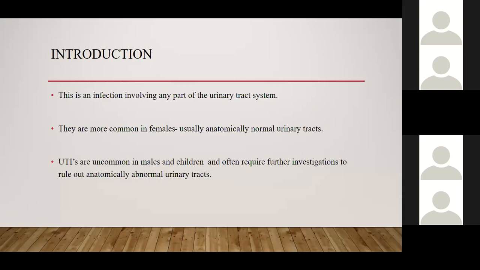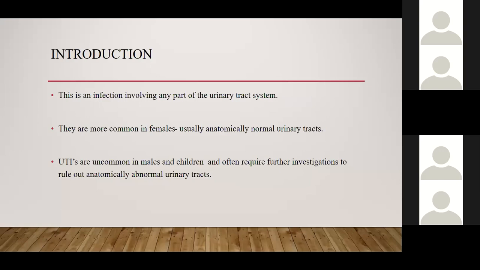We are saying that when you're looking at a male and then a female patient, urinary tract infections tend to be more common in female patients. And that's if you're looking at them in terms of their anatomical structure. So in terms of people who have normal urinary tracts and structures, females tend to get UTIs more than males.